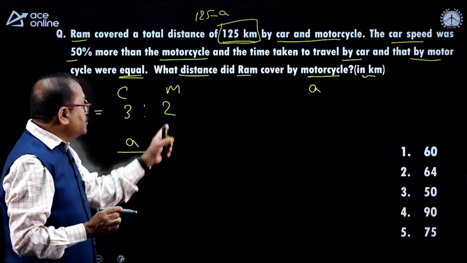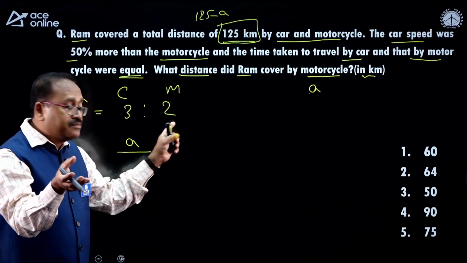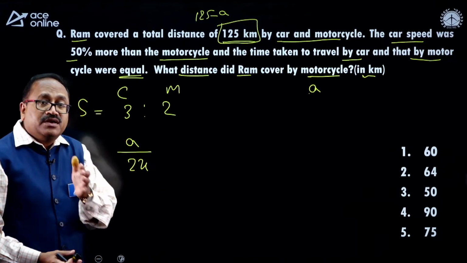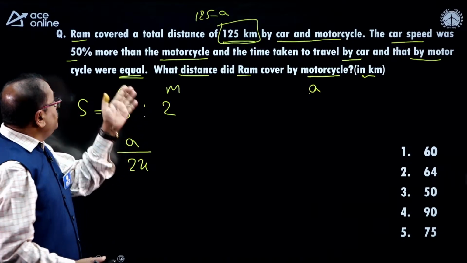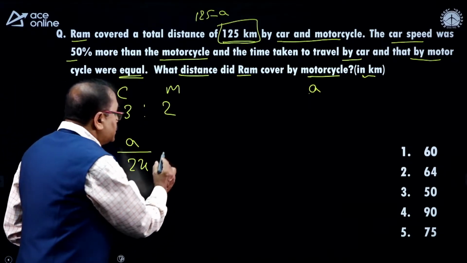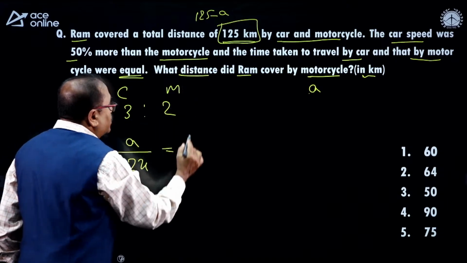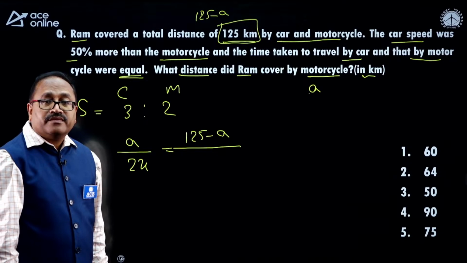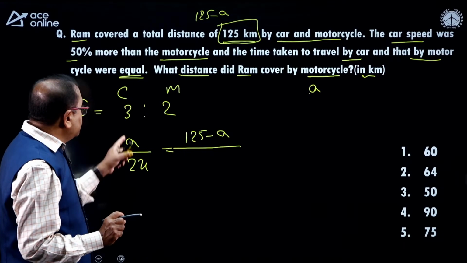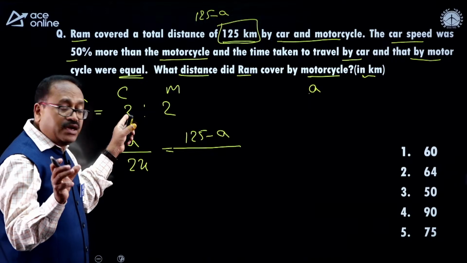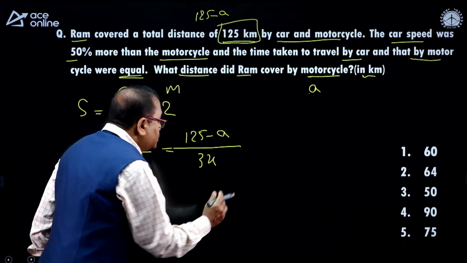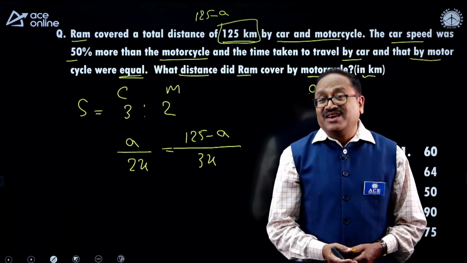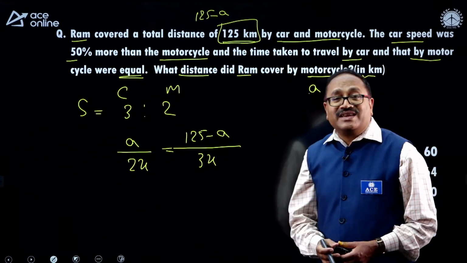So, here it says A by, what is the speed of motorcycle? 2 part, I will consider this as 2x. A by 2x, that is nothing but distance by speed is equal to time, and the time is same in both the cases. That means it is equal to 125 minus a, the distance covered by car, and with what speed? That is 3x, and these two equations are equal. Tell me, my friend, can't you get the x value, a value? That is the distance covered by motorcycle.